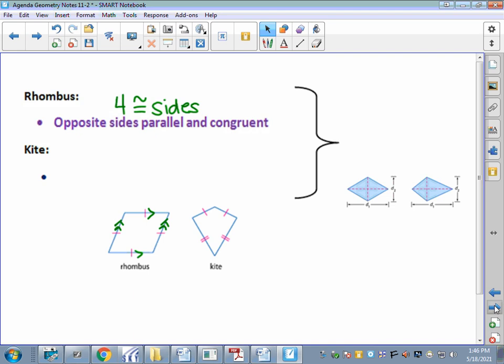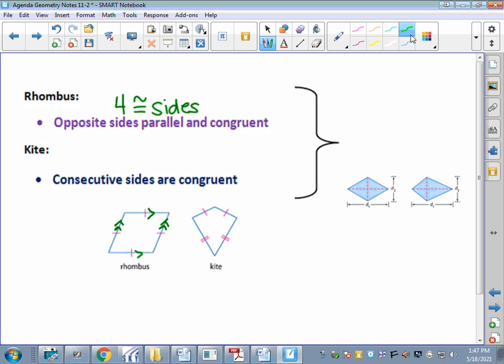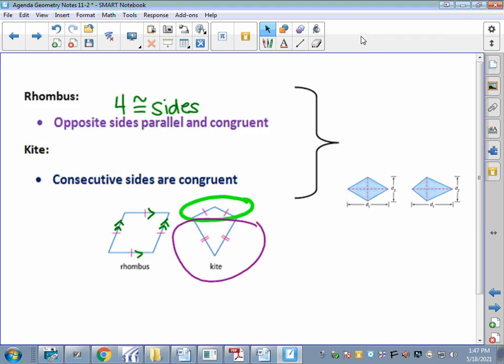Kites are also four-sided figures. Maybe you remember the adjacent sides are congruent. So consecutive sides, or the sides that touch each other, the adjacent sides. So these two sides are congruent, and then these two sides are congruent. Any way it goes, we have a nice little formula that applies to both of them.